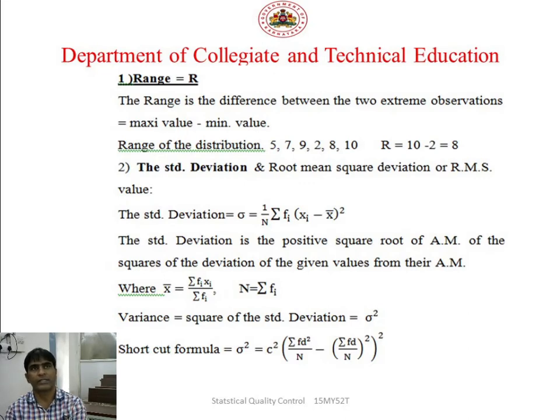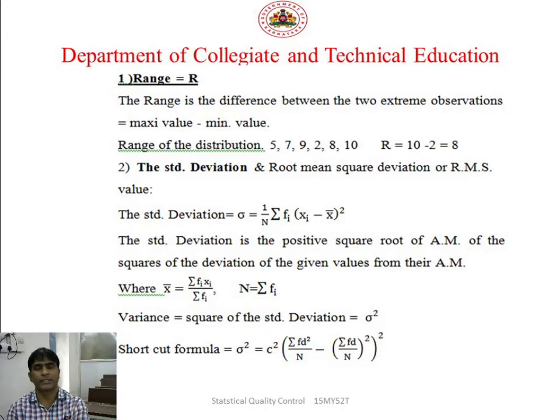In another way, you can define standard deviation. Standard deviation is the positive square root of the arithmetic mean of the squares of the deviations of the given values from their arithmetic mean. We have the formula x bar is equal to summation f i x i divided by summation f, that is the mean.